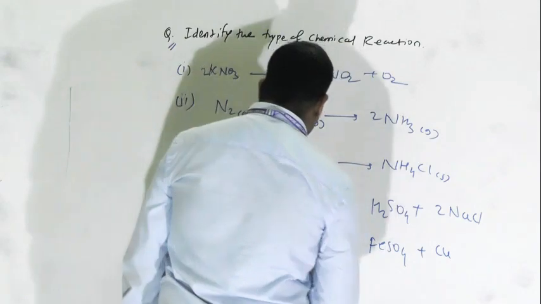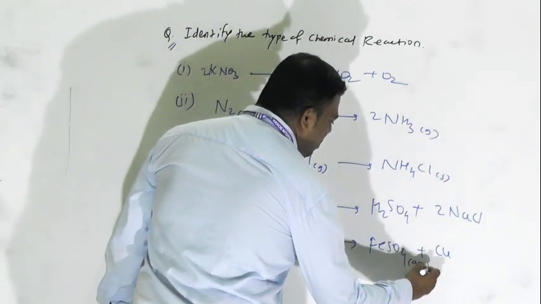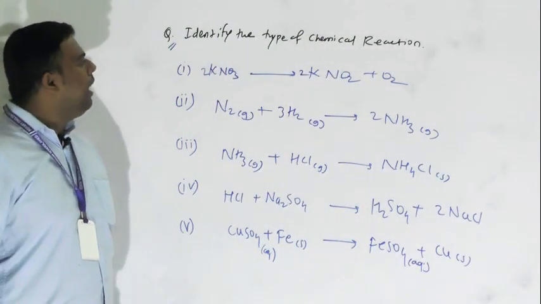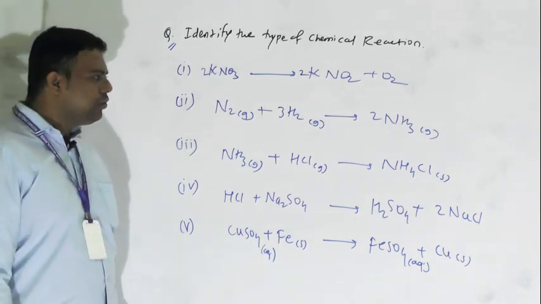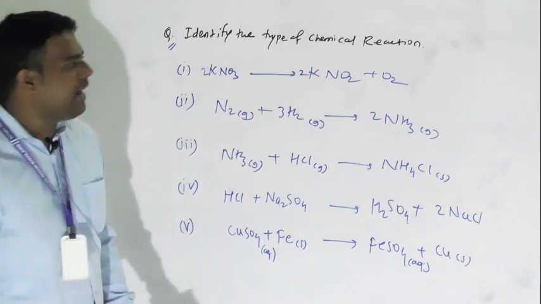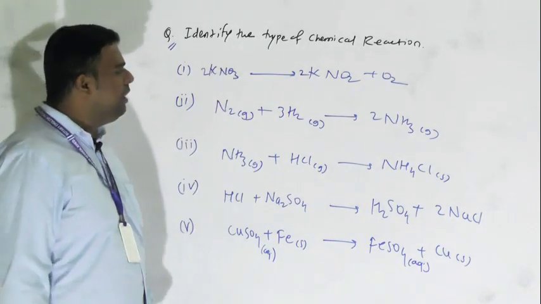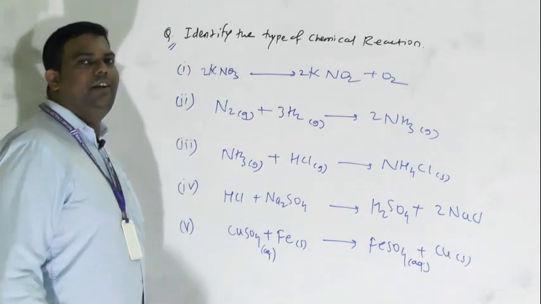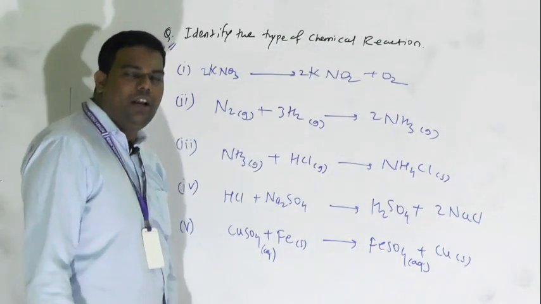FeSO4 plus Cu. Here aqueous, here your solid, here aqueous, and here your solid. So that is your question: identify the type of chemical reaction. It is very easy to identify. Here you are observing that when one compound breaks into simpler compounds, you get a decomposition reaction.